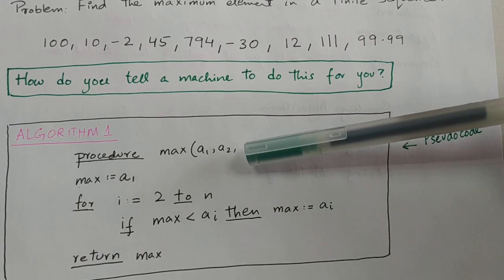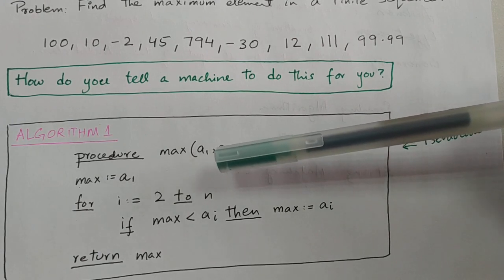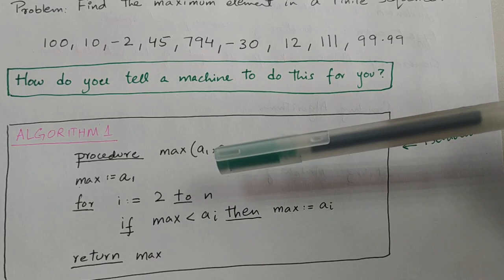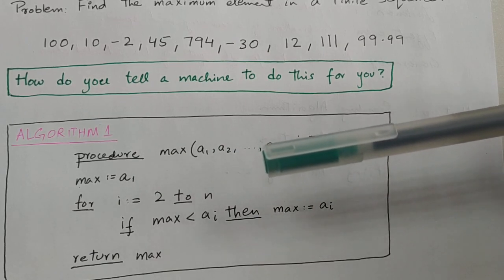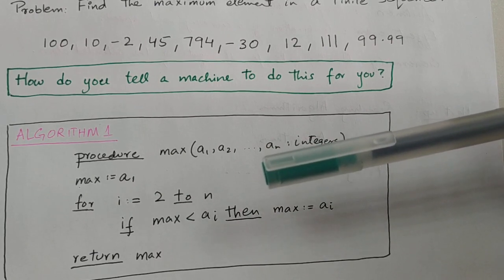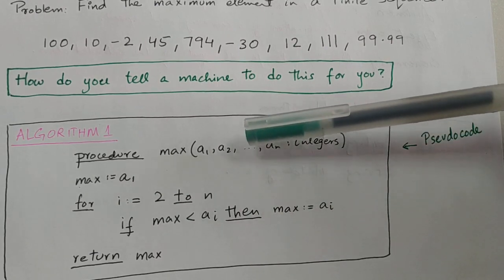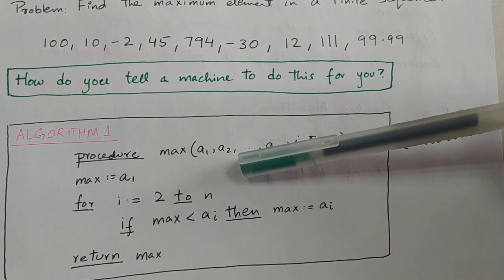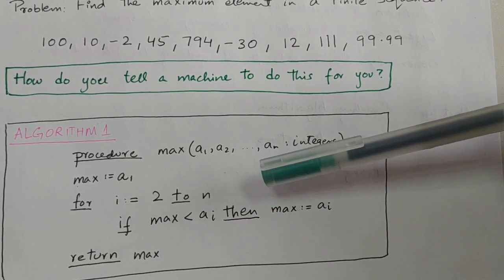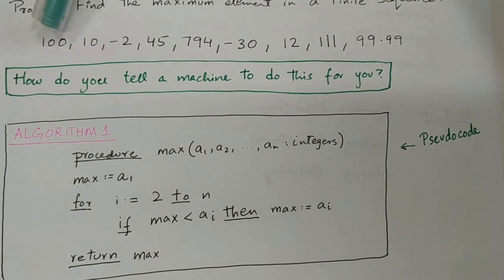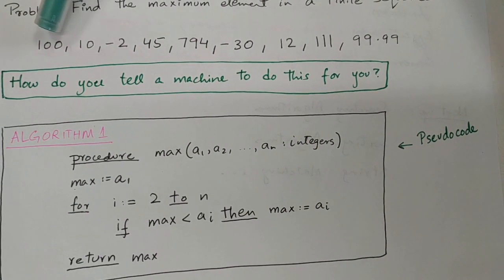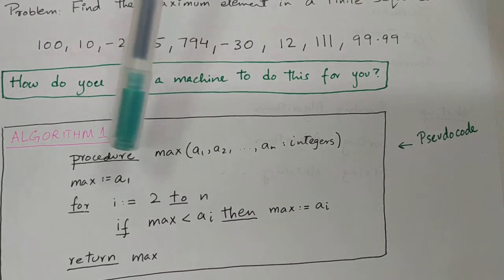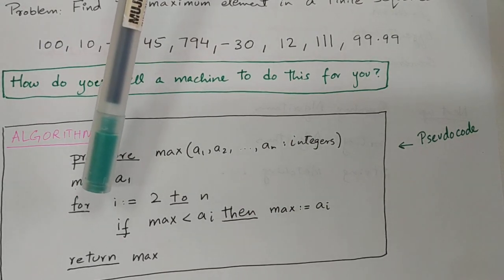The next line is assigning the value of A1 to the variable that I've just described as max. So in the first line, what I asked the machine to do when it goes through these steps is to take the first number of my list. In case this was my list, A1, A2, A3, A4 up until AN, the machine will say that the max is A1, which is basically 100. Then it will start this for loop.